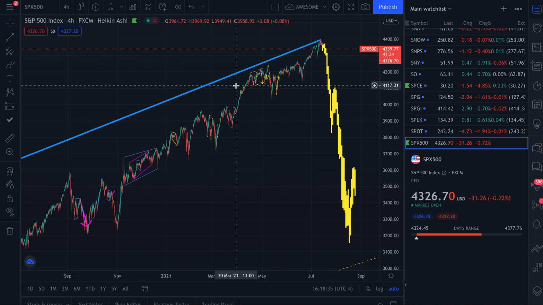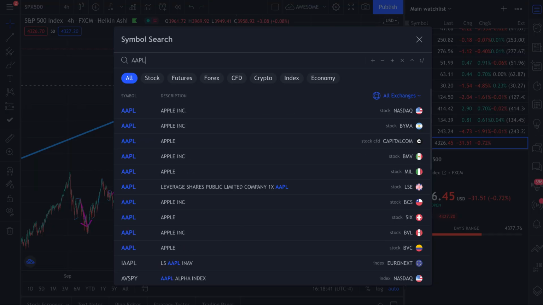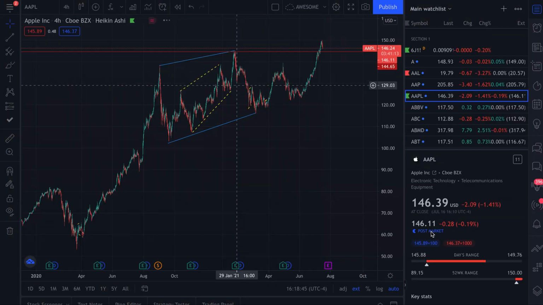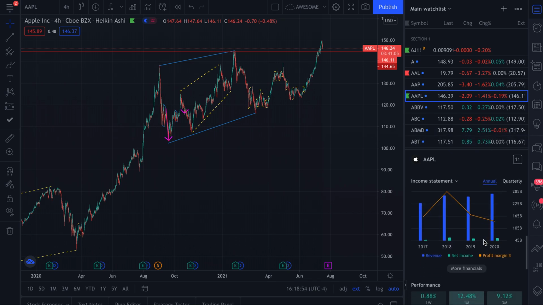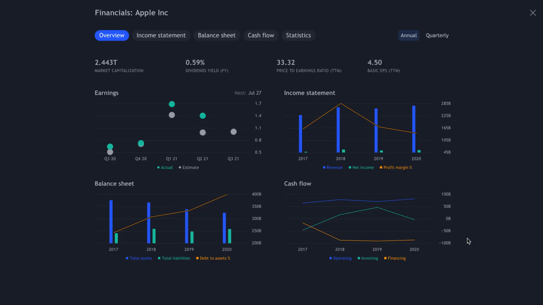Now, let's say you were hypothetically looking to know more about Apple. Just type in AAPL, that's the ticker symbol for Apple. Hit enter, and here we are. I want you to direct your attention to this rectangle over here. Scroll all the way down till you see more financials.